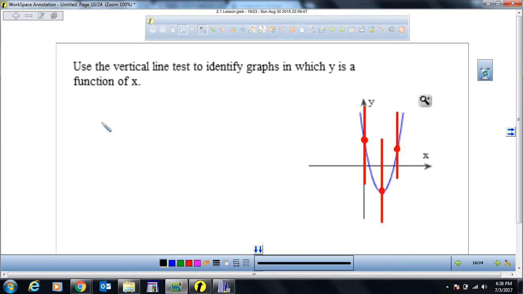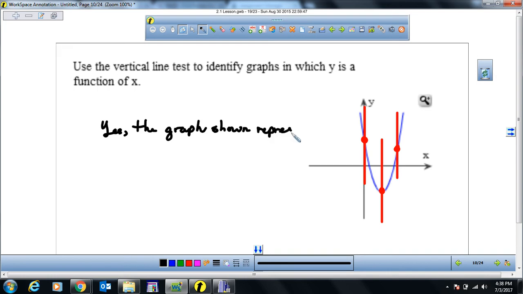So we're going to say that yes, the graph shown represents y as a function of x, or represents a function.